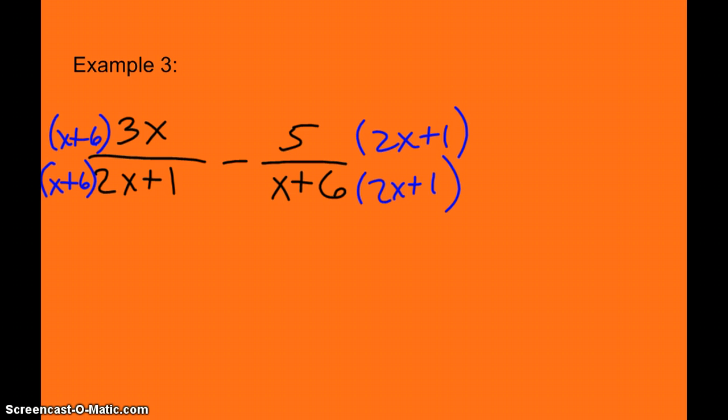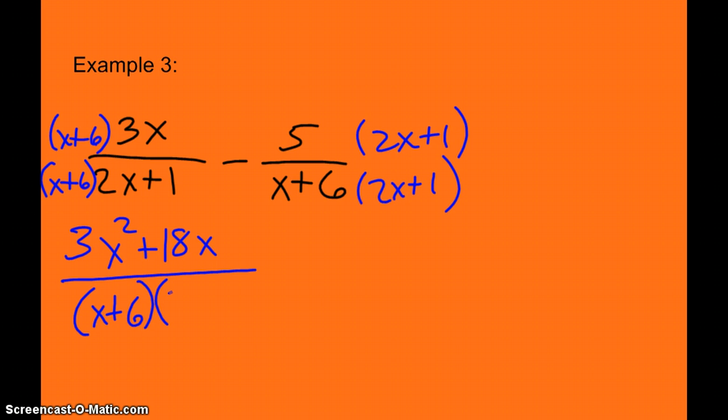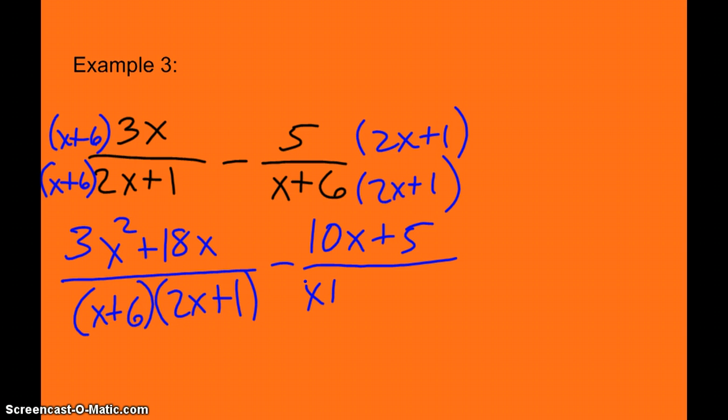So now when I multiply this out, on top I distribute, I get 3x squared plus 18x over x plus 6 times 2x plus 1. On the right side, I multiply 5 by both of those, and I get 10x plus 5 over x plus 6 times 2x plus 1. Now my denominators are the same, and I can go ahead and combine my like terms on top.